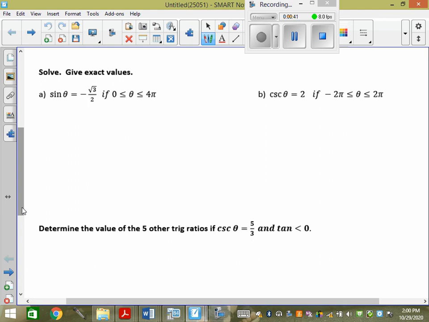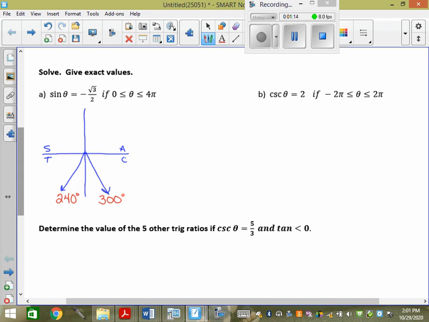So this one is where sine is negative root 3 over 2. Sine is root 3 over 2 at 60-degree reference angles, or pi over 3s. And sine is negative where y is negative, which is here and here. You could just find them off your unit circle. If you want to do actual degrees, they're going to be at 240 and 300. Did everyone get that? Hope so.